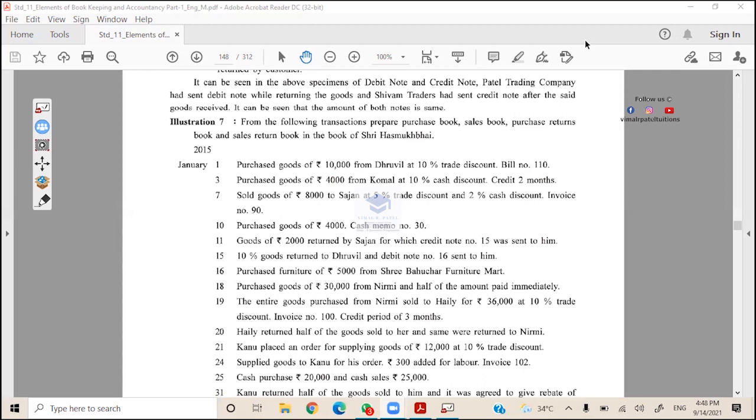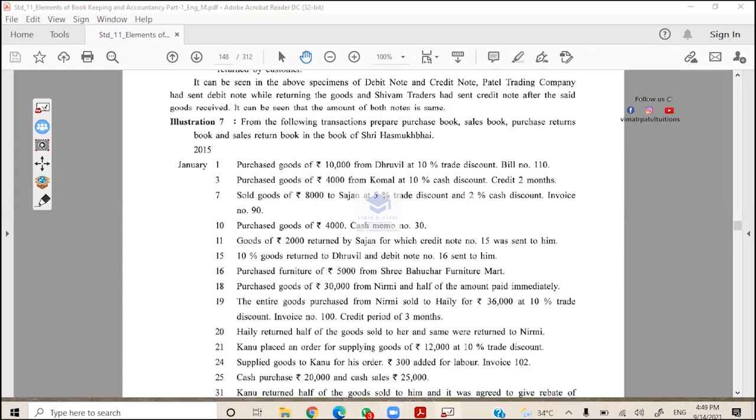When there is no description regarding cash and no description regarding the name of a person, then also the transaction will be a cash transaction. Here the name of the person is given, Druil. So we have purchased goods from Druil on credit at 10% trade discount, bill number 110. So this will be recorded in the purchase book.